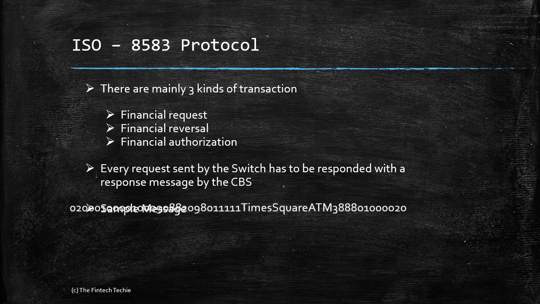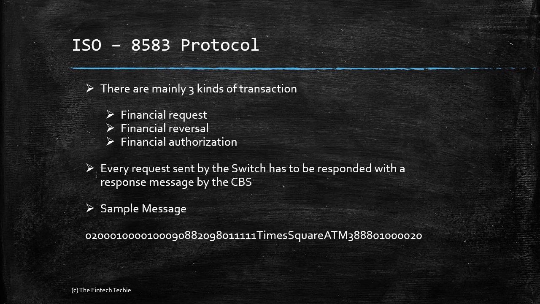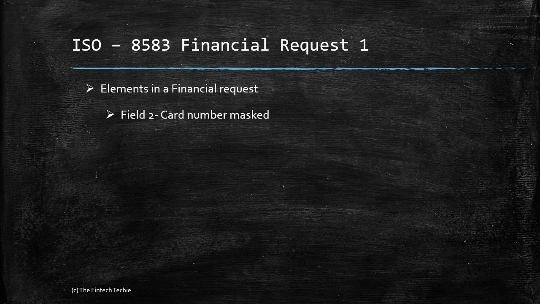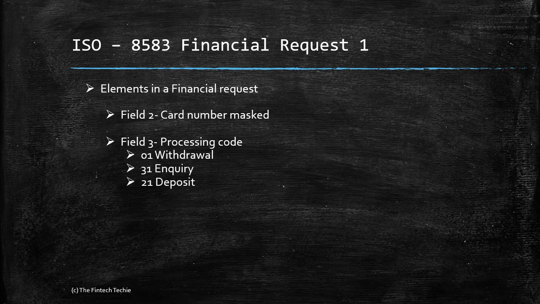So a sample message would look something like this. So let's try to understand what those individual components of the message mean. Elements in the financial request. Field 2 signifies the card number which is masked. Yes, the card number is masked because the CBS doesn't require the card number for its processing. Field 3 is a processing code. It's a code which helps the CBS identify the kind of transaction. For example, 01 means withdrawal, 31 means enquiry, 21 means deposit, 40 means a funds transfer.